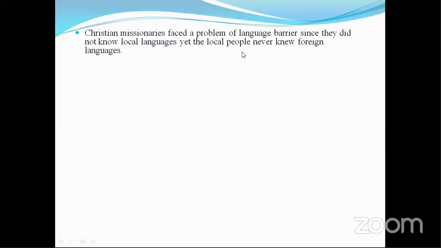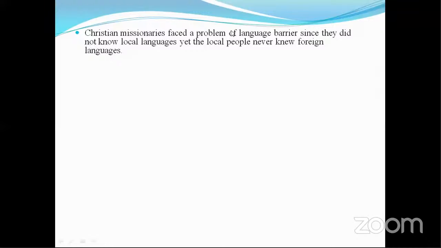Yes, I thought someone wants to ask. All right. Yes, Lois. Teacher, how did those people communicate with the people around?